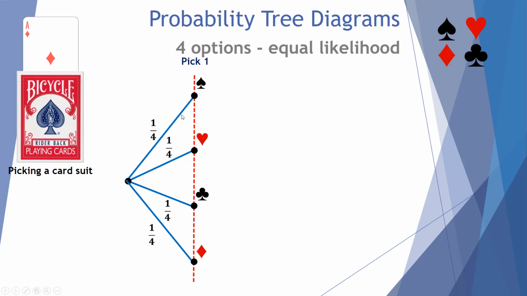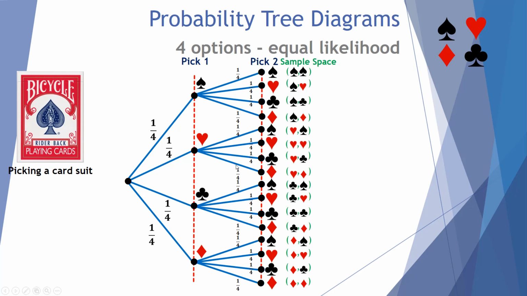Now, when we add those 4 possibilities up, 1, 2, 3, 4, 4 1 in 4s or 4 quarters give us a whole of 1, which makes sense. They complement to a value of 1. Now, if we were to repeat this, of course, we'd have all of these various options in our sample space representing the 16 possible combinations of suits if we picked one card, then a second card, ranging from a pair of spades right through to a pair of diamonds.